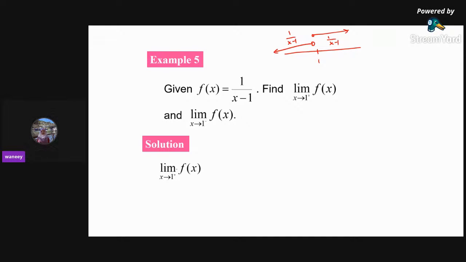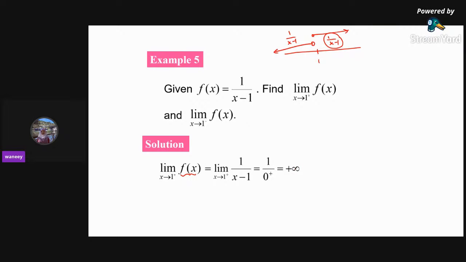Okay, so the limit as x approaches 1 on the right hand side for f(x). As x approaches 1 on the right hand side, the function is 1 over x minus 1. So replace f(x) with 1 over x minus 1. It becomes the limit as x approaches 1 on the right hand side of 1 over x minus 1. If you substitute x equal to 1, you get 1 minus 1, which is exactly 0. So we get 1 over 0, which is infinity.